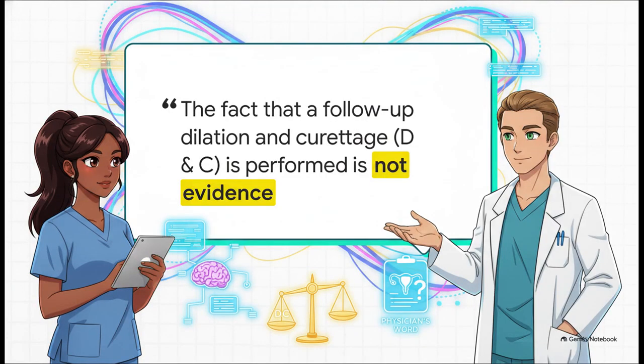Which brings us to arguably one of the most vital takeaways of this entire explainer. The guidelines explicitly state the fact that a follow-up dilation and curettage, or D&C, is performed is not evidence in itself that an abortion is incomplete. The physician makes this determination. Guys, this is the absolute cornerstone of medical coding. Procedures do not dictate diagnoses. You might see a D&C in the chart and logically think, oh, it must have been incomplete. But you cannot code based on assumptions. Only the physician's explicit words can determine that diagnosis.